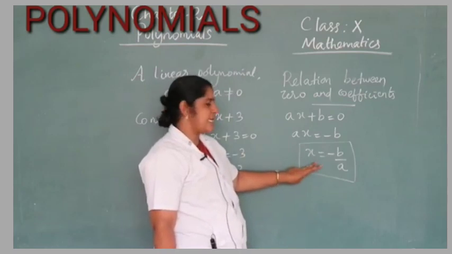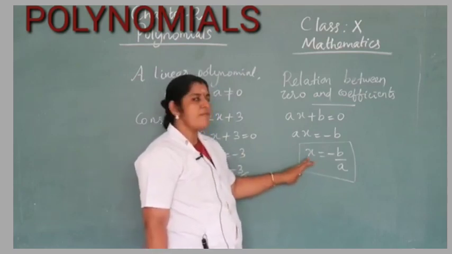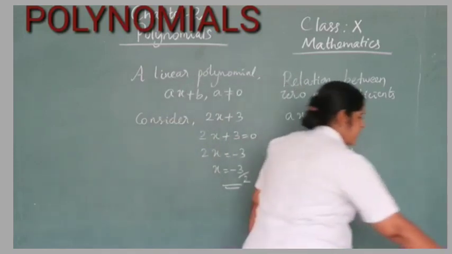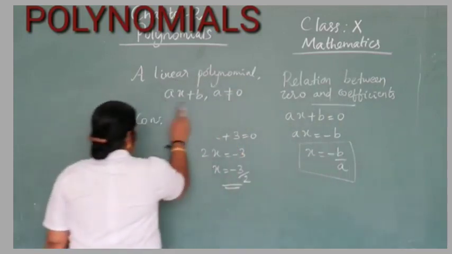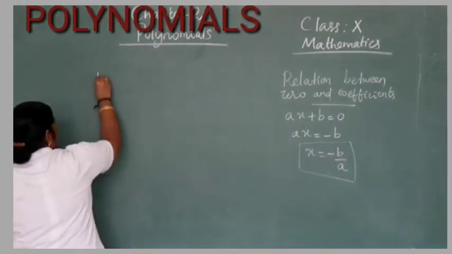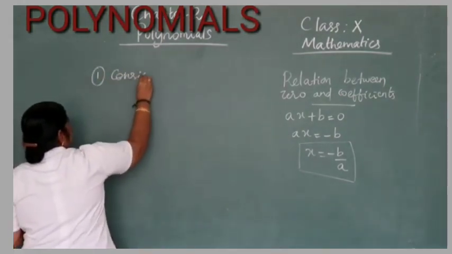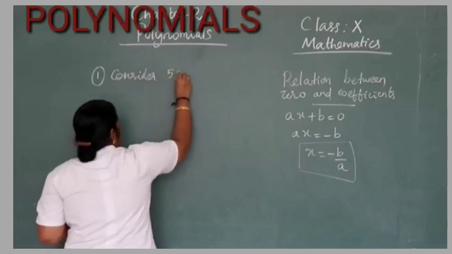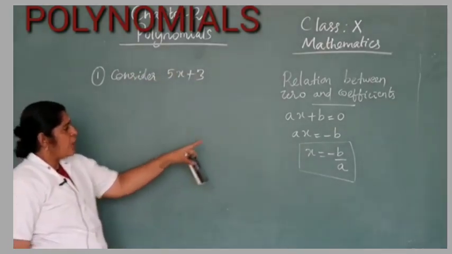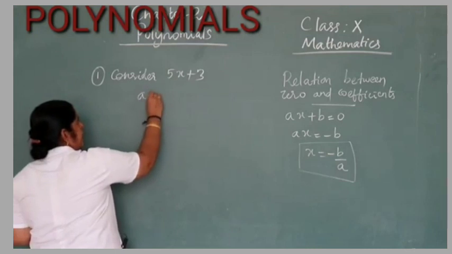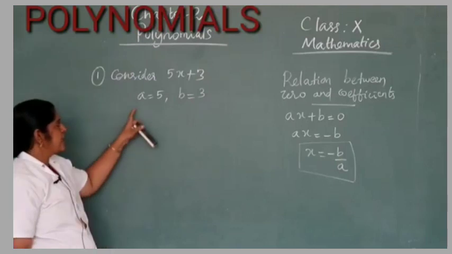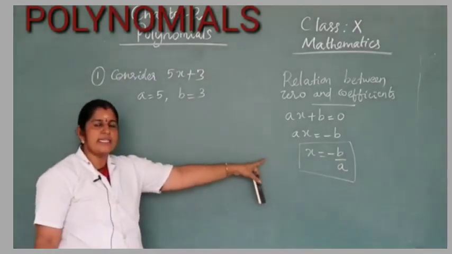So now we are going to see how we can find the zero of a linear polynomial using this relation. Let us see one example. Your first example, consider a linear polynomial 5x plus 3. So this is a linear polynomial. Now from this, what is the value of a? It is 5. What is the value of b? It is 3.